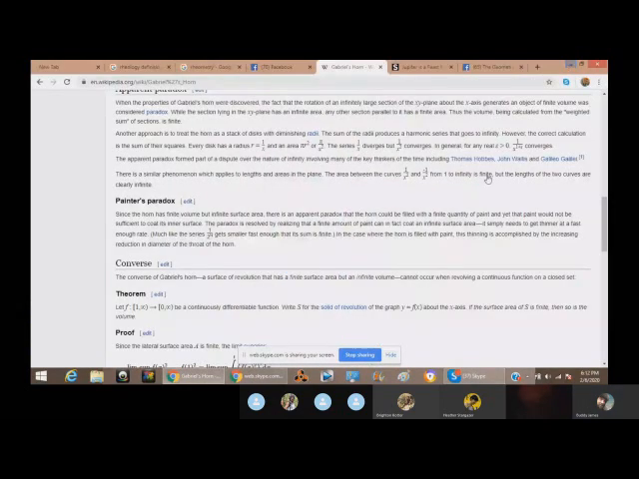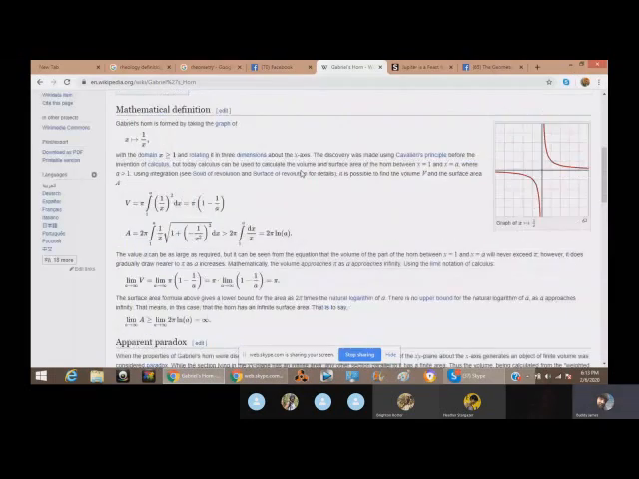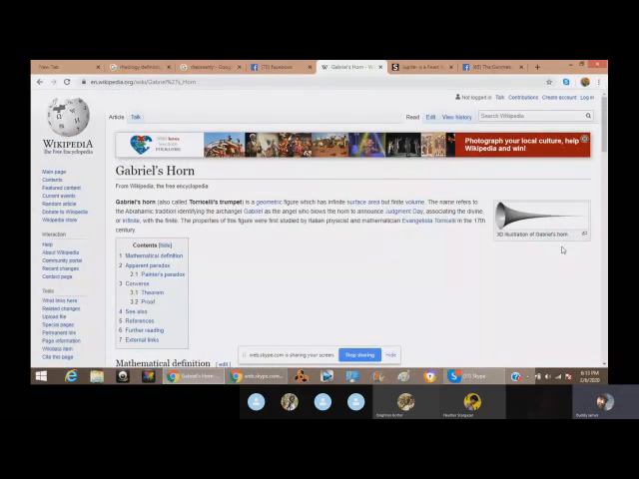So these cones are actually, since the horn has a finite volume but an infinite surface area, there's an apparent paradox: the horn could be filled with a finite quantity of paint, and yet that paint would not be sufficient to coat the inner surface. What it's saying is you could go on forever painting the outside, but fill it up technically with a finite amount of paint.